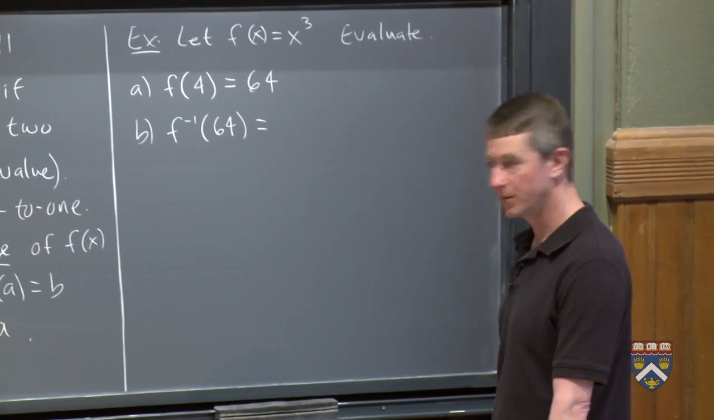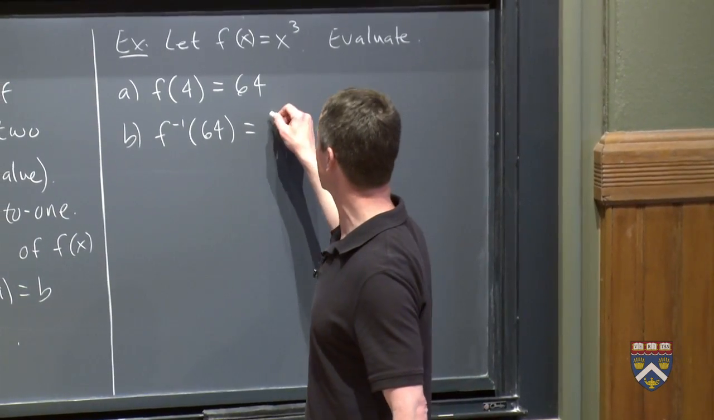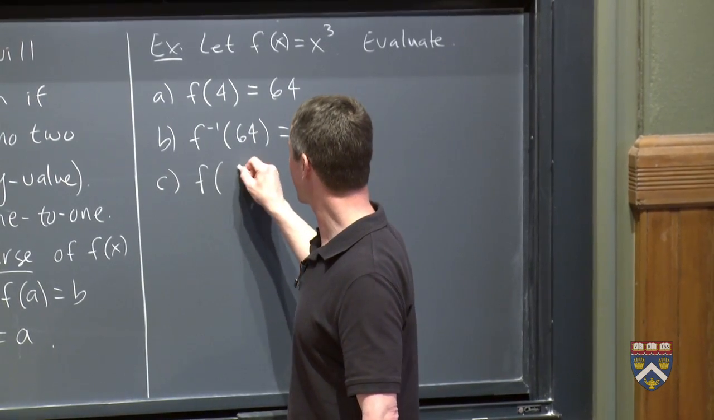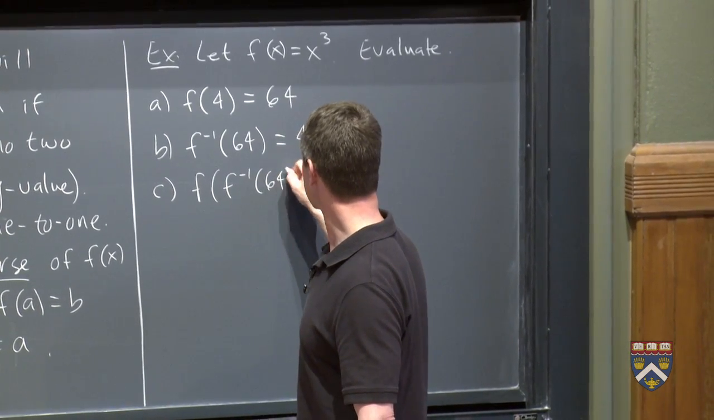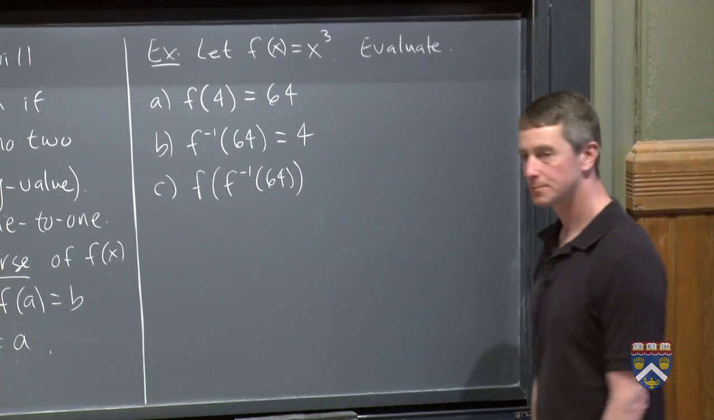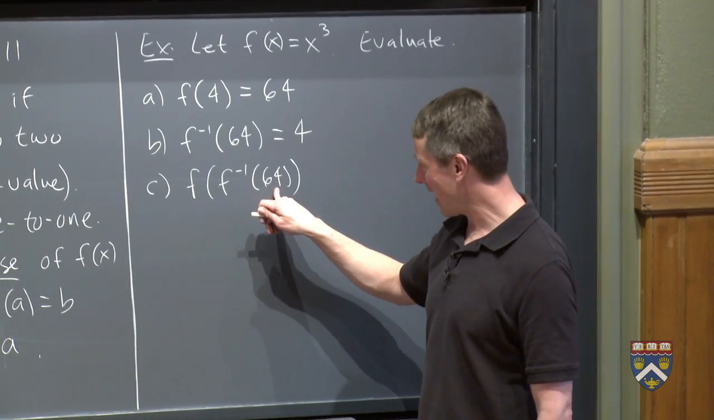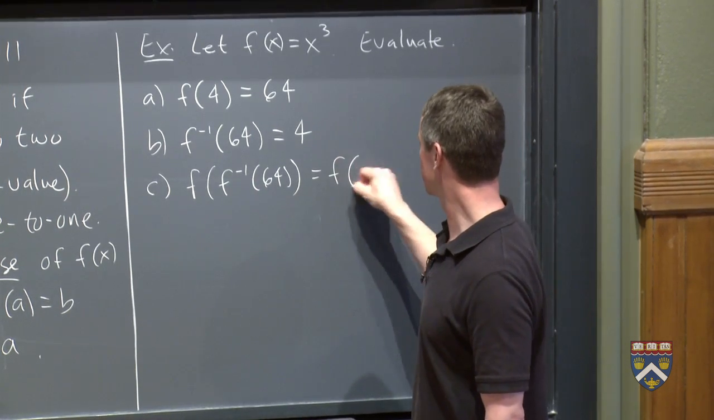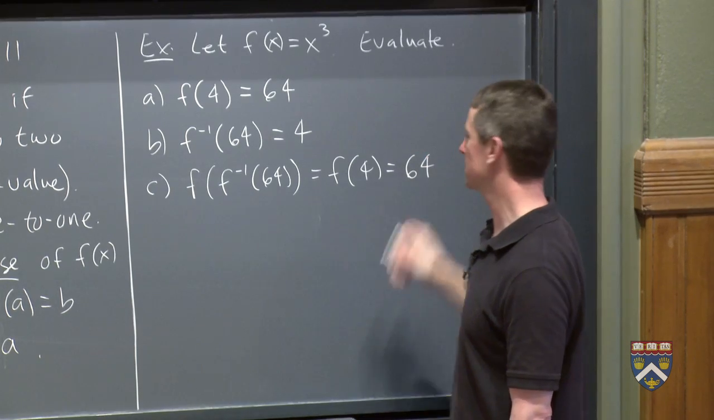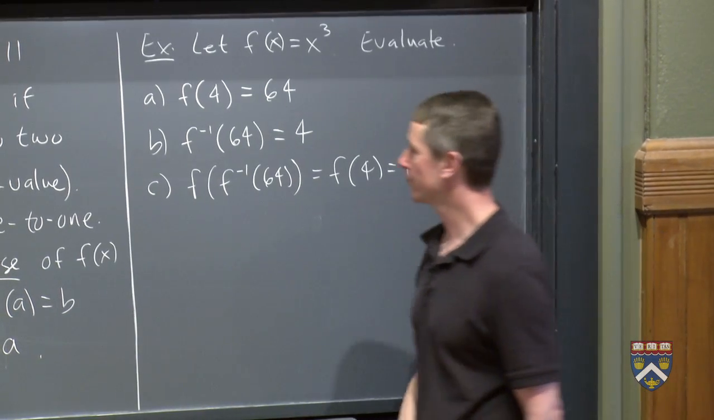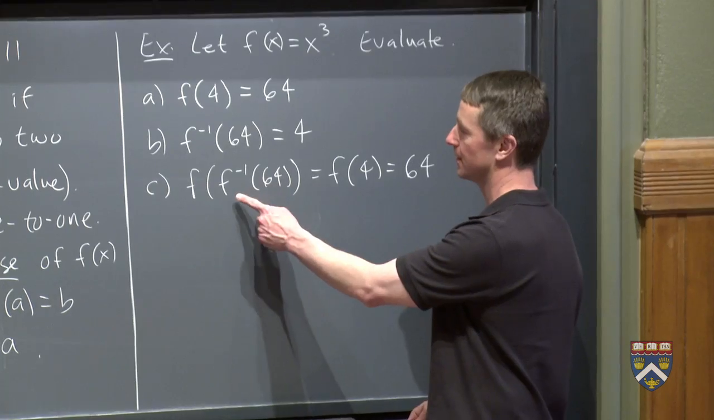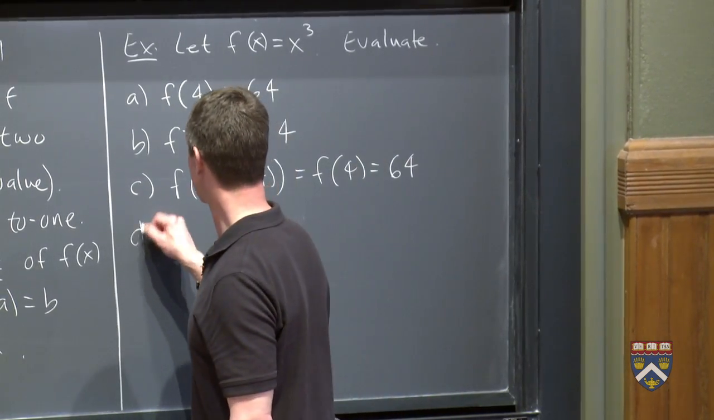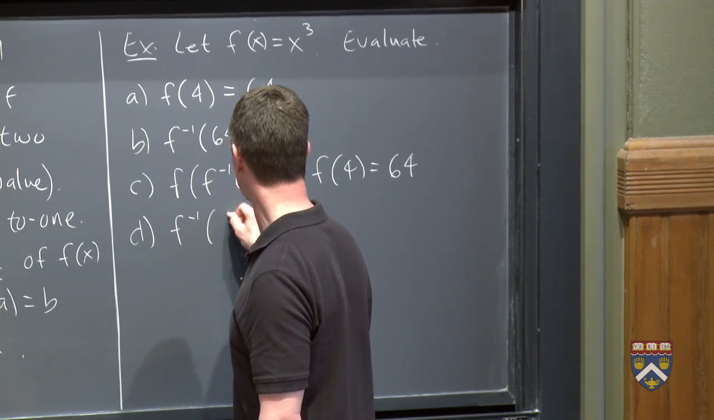And then f inverse of 64, we know that's supposed to undo the work, so that should be 4. What if I then do f of f inverse of 64? So f inverse of 64 is 4, and f of 4 is 64. So the thing that I put into f inverse, and then I take that output into f, I end up with exactly what I started with. And it should go the same the other direction as well.